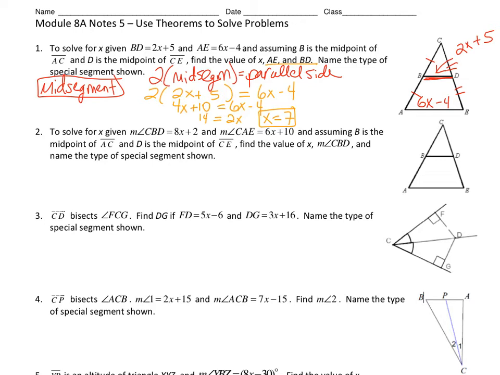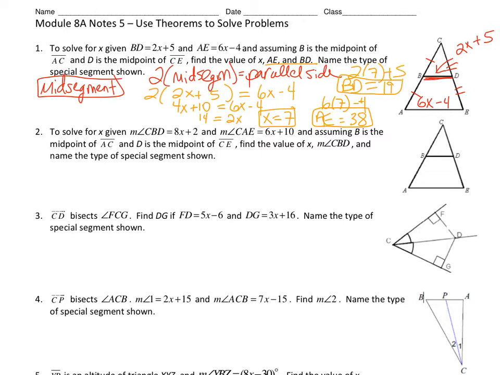Now we need to take it and put it back into each of those segments. We have 2 times 7 plus 5, and 6 times 7 minus 4. For BD, we have 14 plus 5, so that would be 19. For the segment AE, we have 42 minus 4, which gives you a 38.